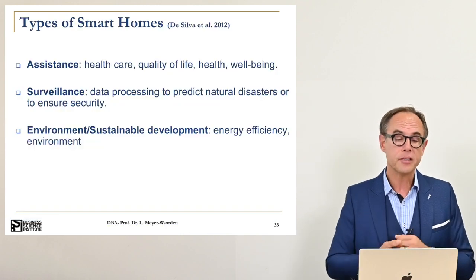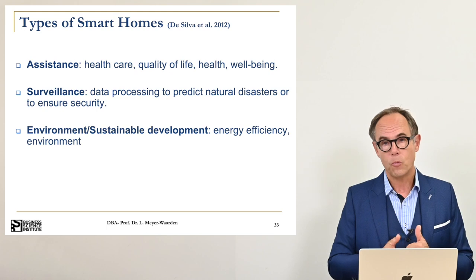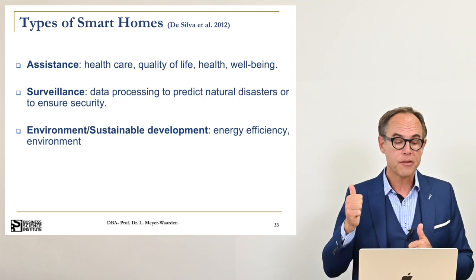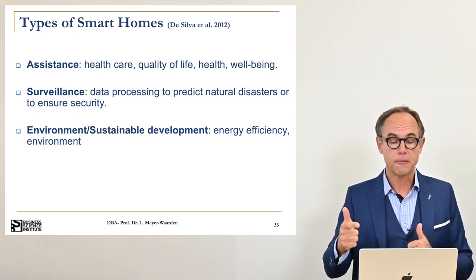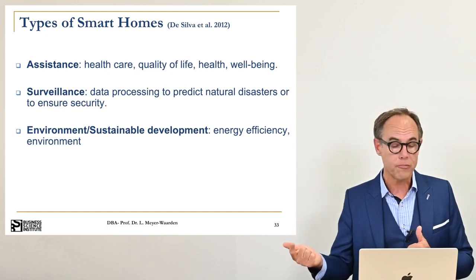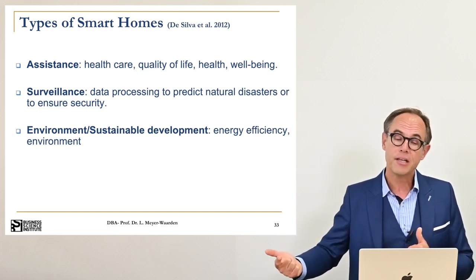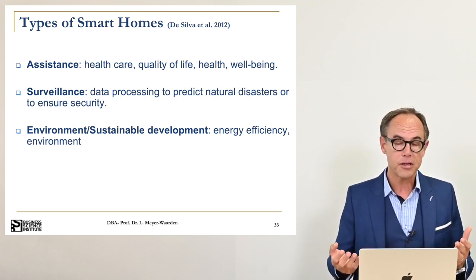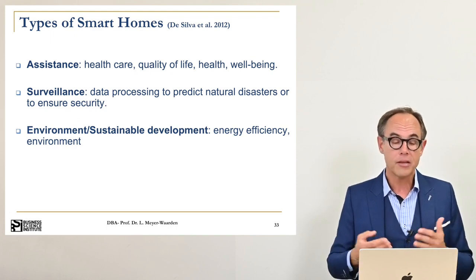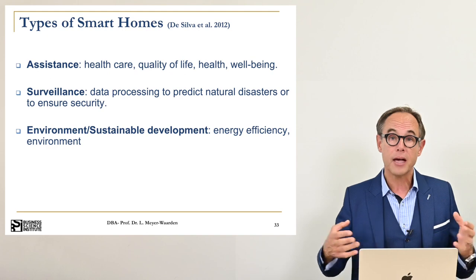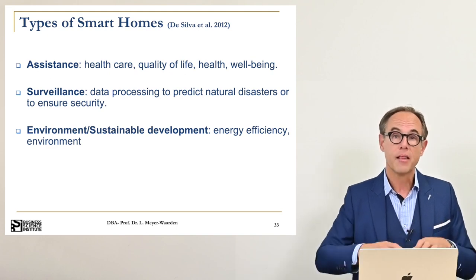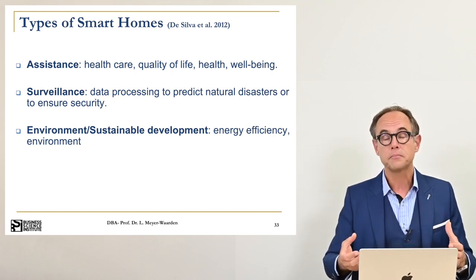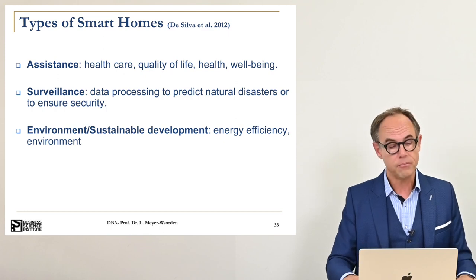There are three types of smart homes. Assistant smart homes, aiming at quality of life, health and well-being, healthcare. We have surveillance smart homes, aiming at data processing to predict natural disasters such as earthquakes and to ensure the security of the inhabitants. And we have environment sustainable development smart homes, aiming at energy efficiency and environmental sustainability. All these three types of smart homes are not incompatible and hermetic. They are combined, so we have assistance, surveillance, and environment sustainable development smart homes aiming at different objectives.